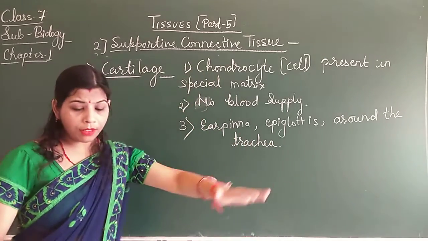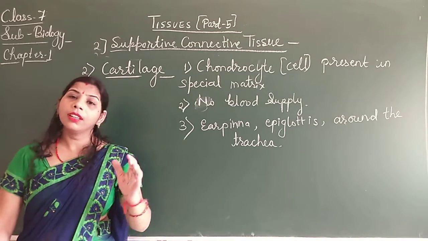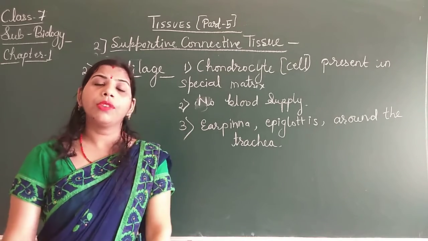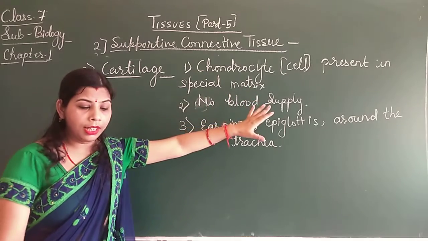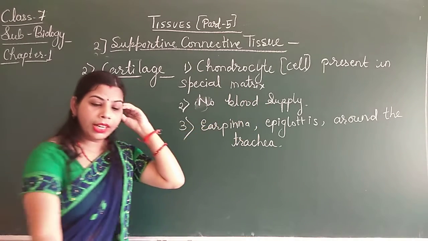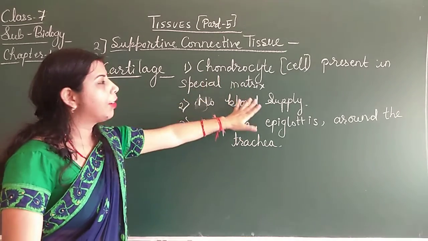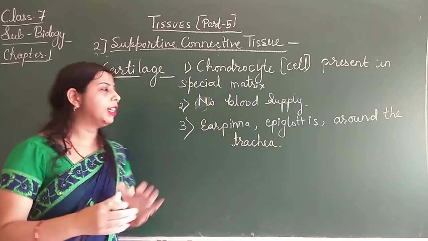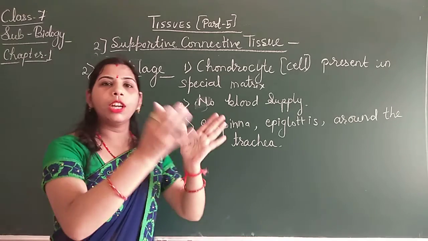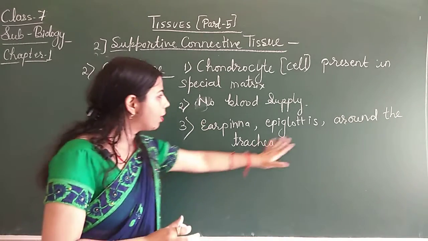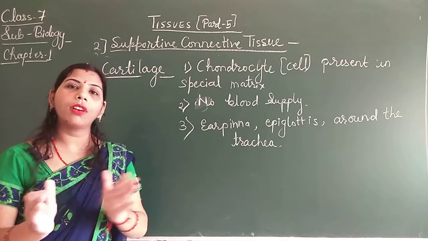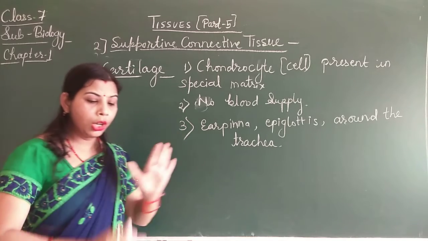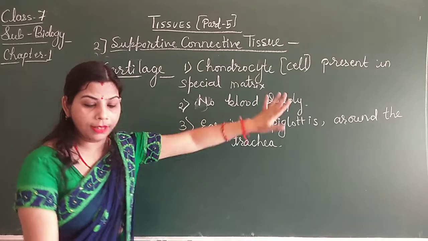Now what is the function of this cartilage tissue? As I told you, cartilage is a soft and flexible tissue, so it provides flexibility. If there is a ring of cartilage around an organ, it also prevents the collapsing of the organs, so that organs cannot collapse with each other.